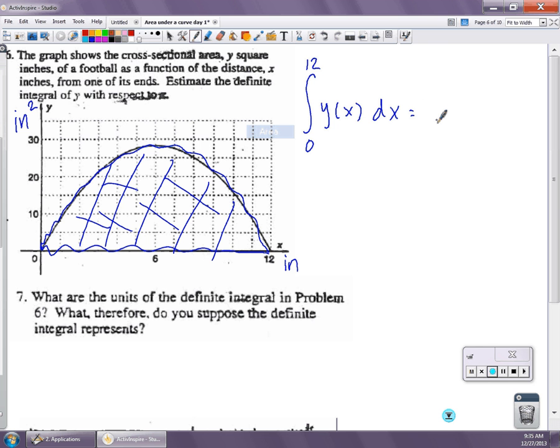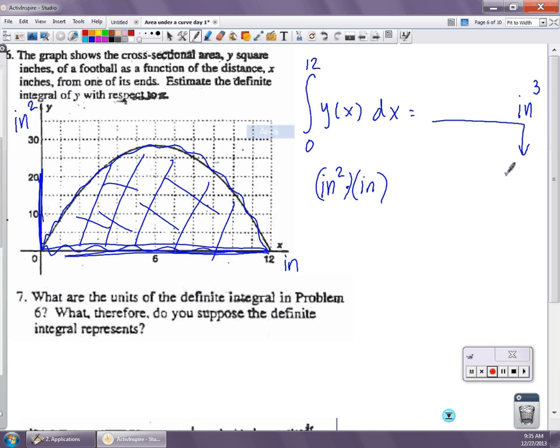Now let's figure out what our units are going to be. We're multiplying length times the width goes this way. So we're going to have inches squared multiplied, let's do the parentheses, multiplied by inches. So my answer is going to be inches cubed. That gives me a clue that what I'm finding is the volume of a football. All right, I'm going to do that by counting blocks, just like I did before.